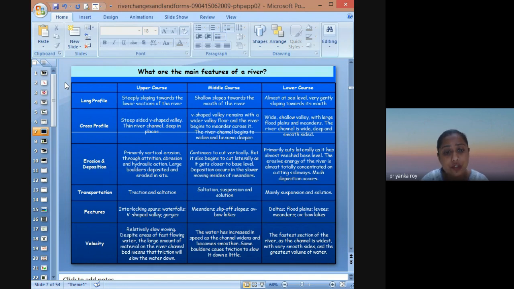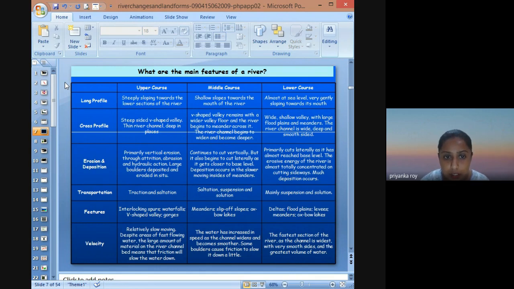Then we have features like interlocking spurs at the upper course. Interlocking spurs: the valley looks like we have interlocking fingers, it looks like this. Spurs are like raised fingers. These fingers are called spurs, and they are interlocking. So mountain valleys look like they are interlocking with each other, and the lower part is the course of the river. So it happens in the upper course.